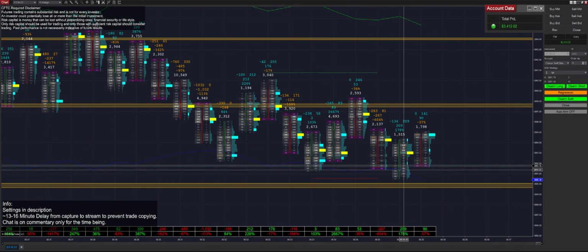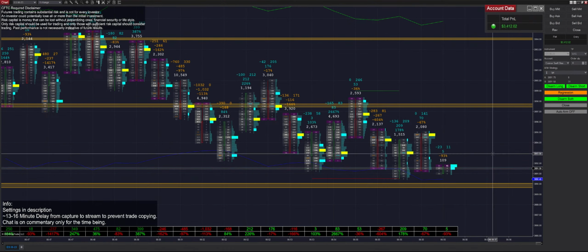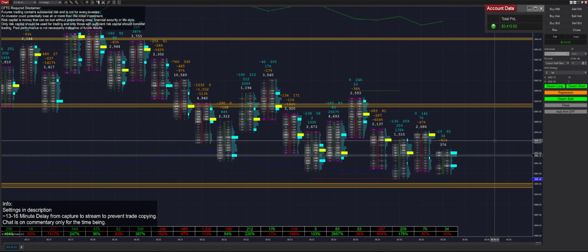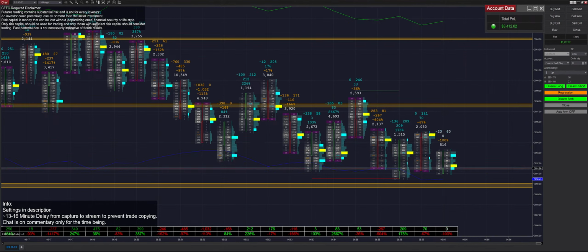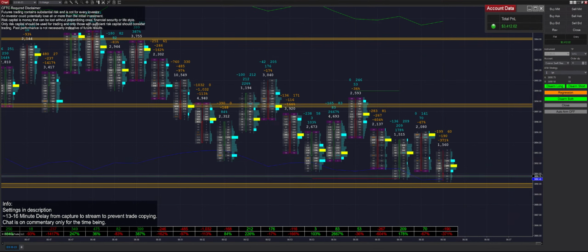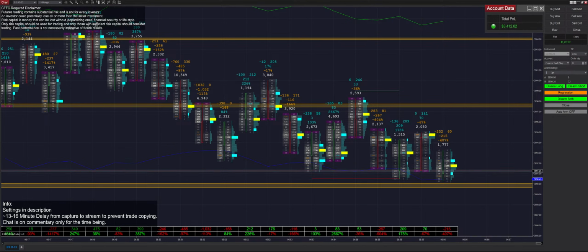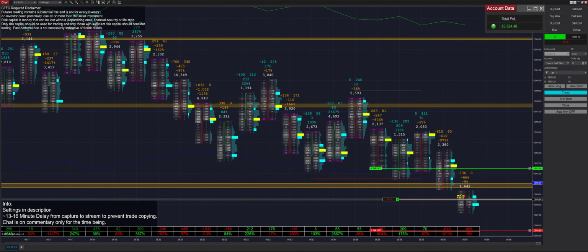Inching closer to this zone, so I think we're gonna move it, just at least to be ready. It keeps bouncing off, we're not gonna touch it, but I just don't want to miss it. Order filled.